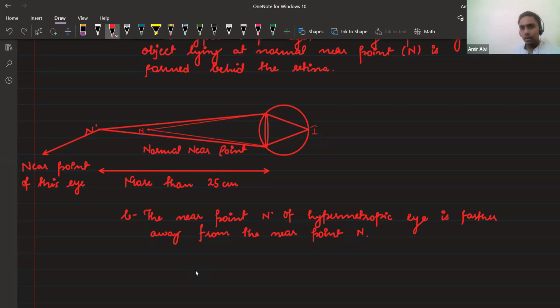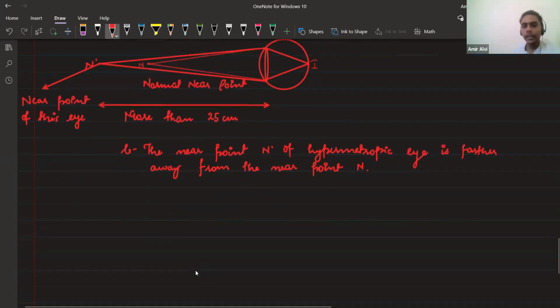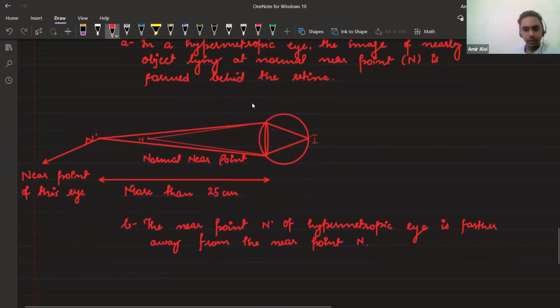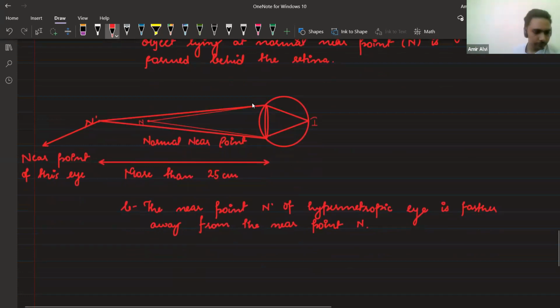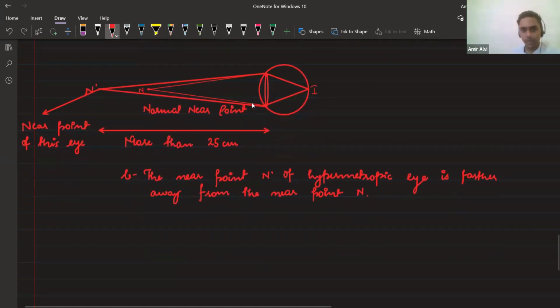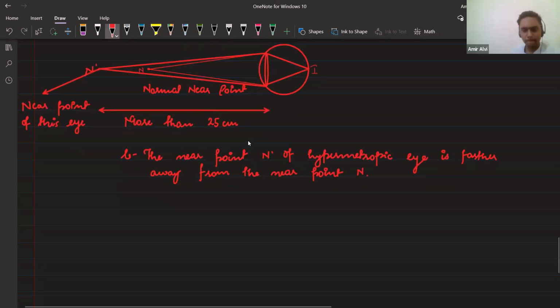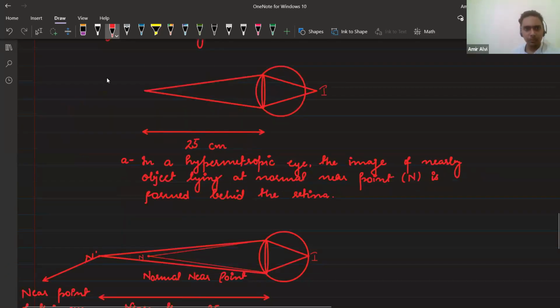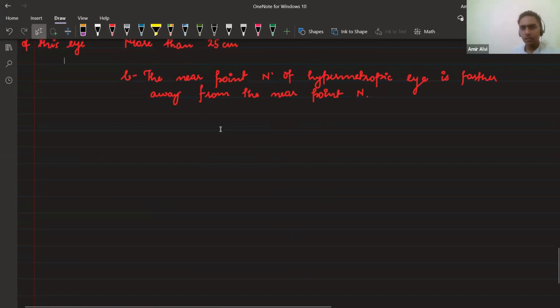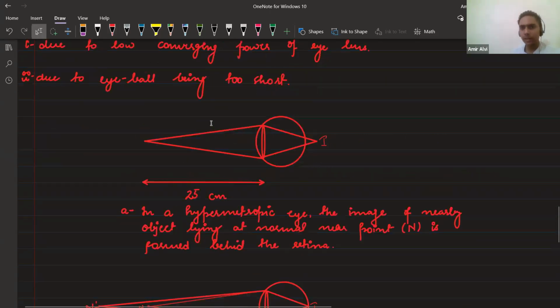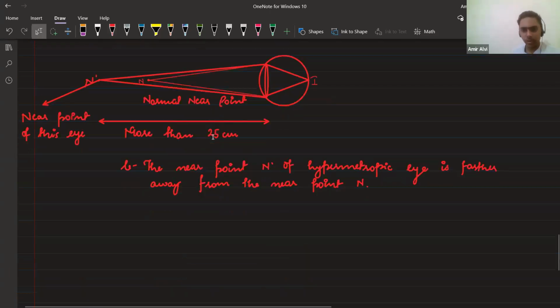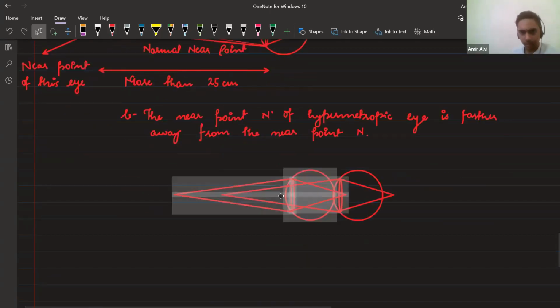Okay. Now it's time to correct this eye. So how do we correct it? By using the convex lens. Now the C option is that. So good job. Okay. Everyone has drawn this diagram. Yes or no? Say yes or no. It's clear. Yes, sir. Check. So let me paste this diagram here.